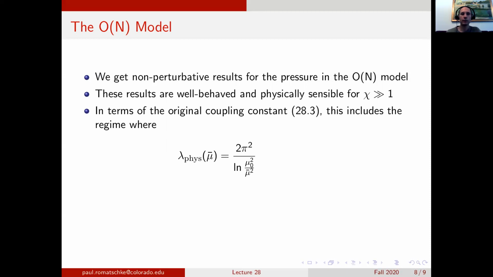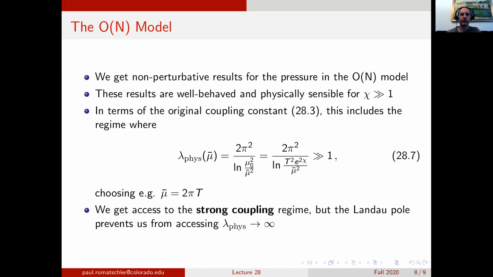In terms of the original coupling constant, which was given by this expression here, we can again express the lambda pole in terms of chi in the following form. If chi is small, then the coupling constant becomes sizable, much larger than 1. In particular, we can choose the renormalization scale to be, for instance, 2 pi T, the lowest lying Matsubara frequency.